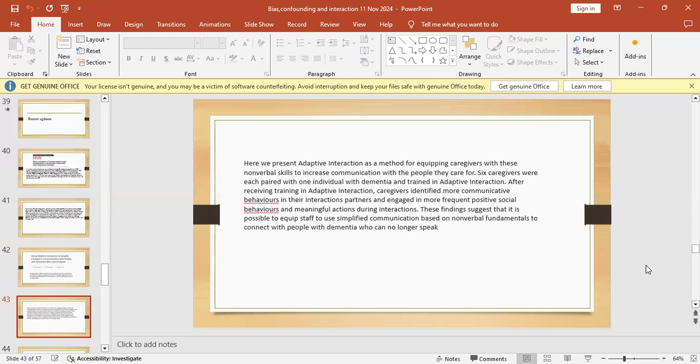Here, they present adaptive interaction as a method for equipping caregivers with these non-verbal skills to increase communication with the people they care for. Six caregivers were each paired with one individual with dementia and trained in adaptive interaction. After receiving training in adaptive interaction, caregivers identified more communicative behavior in their interaction partners and engaged in more frequent positive and social behaviors and meaningful actions during interaction. These findings suggest that it is possible to equip staff to use simplified communication based on nonverbal fundamentals to connect with people with dementia who can no longer speak.